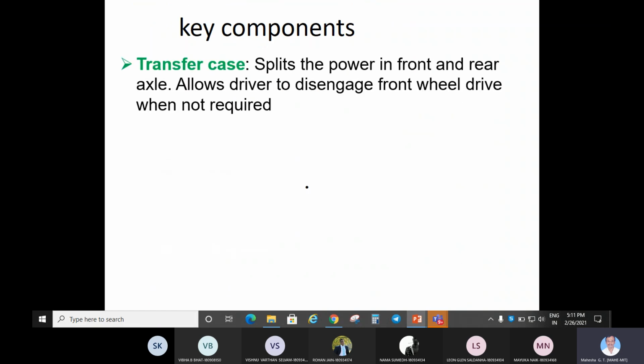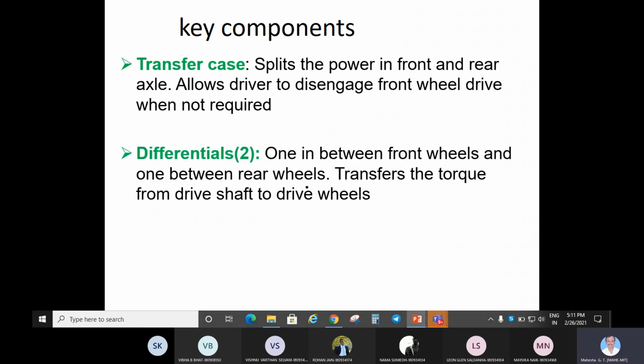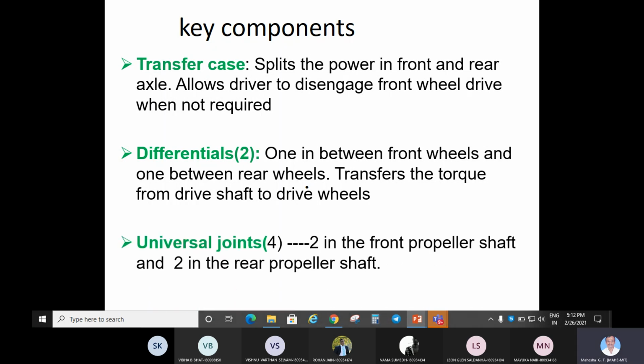Then you continue. Transfer case, power split device. I told about that. Differentials, maybe two or sometimes even three will be there. One mid will also be provided, and one in each of the axles. And two final drives are also to be there, transmitting torque from the drive shaft to the drive wheels. Universal joints may be more in number when compared to regular two-wheel drives, whether it is front wheel or rear wheel drive.